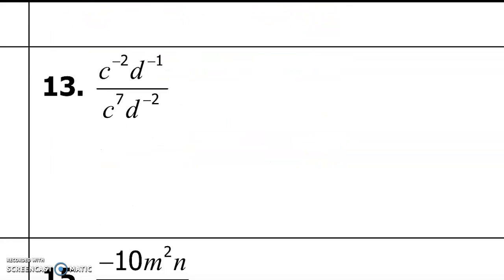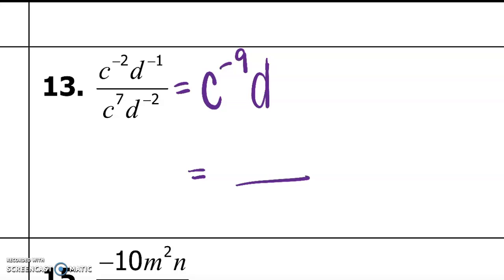13. Now we're dividing, so remember when we divide, we subtract our exponents. So we would get c to the negative 9th. Negative 2 minus 7 is negative 9. D to the positive first. Negative 1 minus negative 2 is positive 1. Again, you don't need to write a 1, but you can. So we have a negative exponent, so write our fraction bar. The D stays on the top, C to the positive 9 on the bottom.